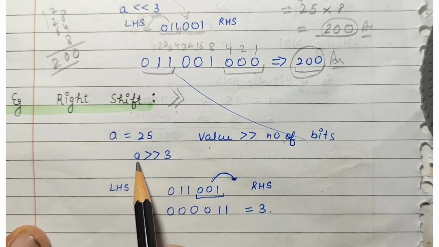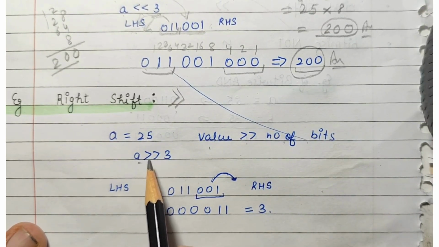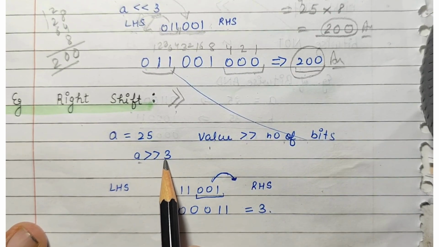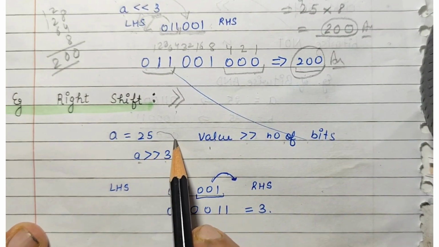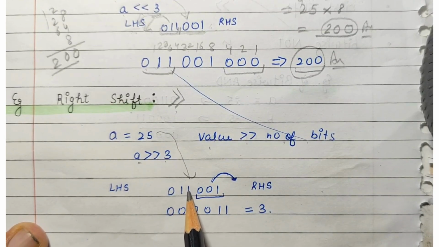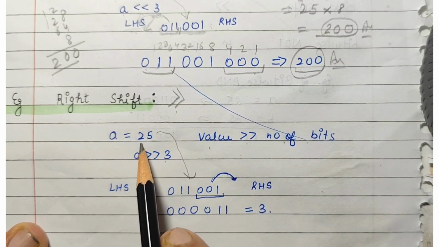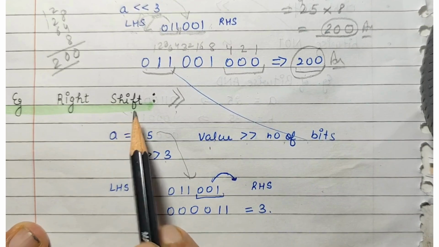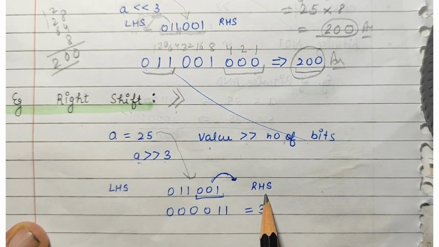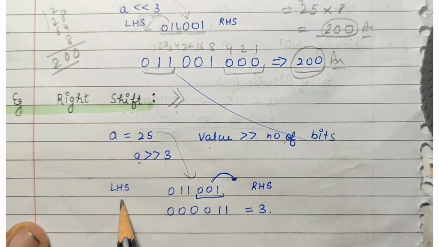So here I am shifting the value of a by 3 bits. First I convert this 25 into binary representation. 0 1 1 0 0 1 is the binary representation of 25. Now we are performing the right shift operation, so bits are shifted on the right hand side. This is the left hand side and right hand side of this value.